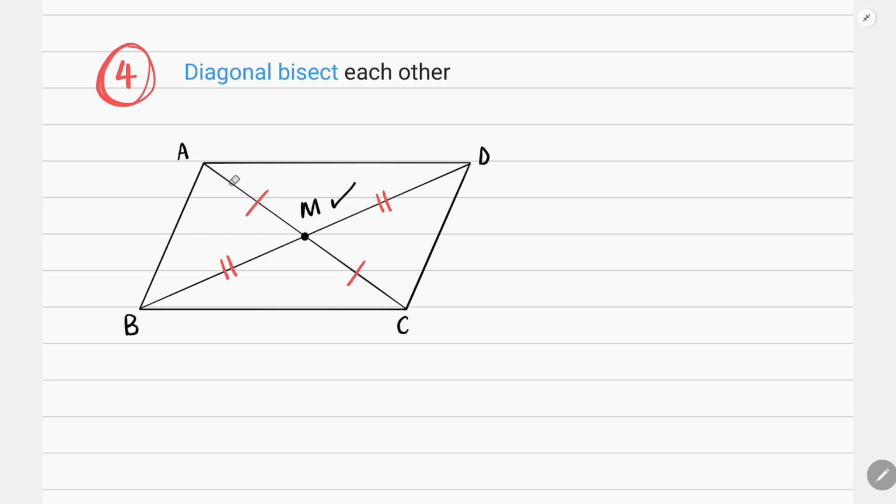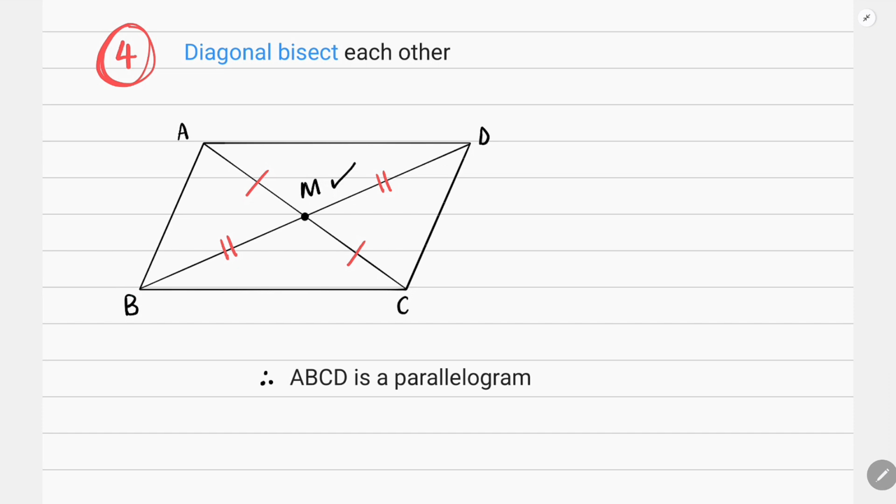Okay, M is the midpoint of AC and M is also the midpoint of BD. And in this case, we would be able to conclude that ABCD is indeed a parallelogram, seeing that the midpoint of AC is exactly the same as the midpoint of BD. Okay, so that would mean that the diagonals do indeed bisect each other.